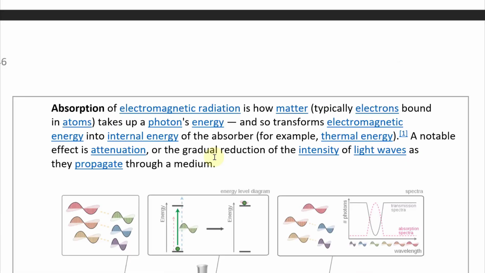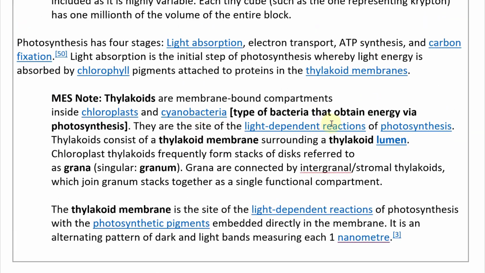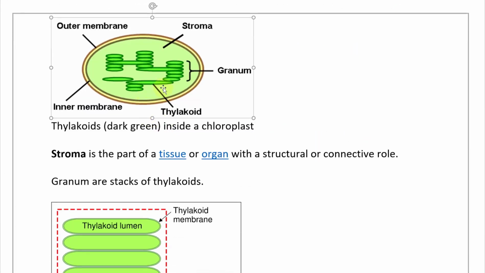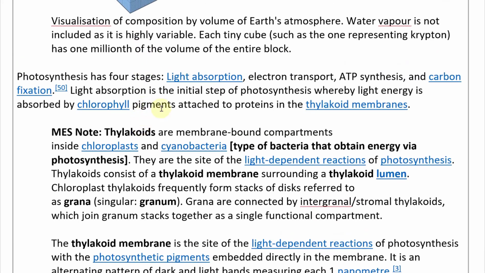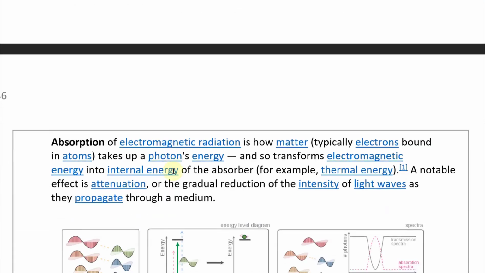Going further, we're going to look at absorption right here. Because remember, the thylakoid is a site of light-dependent reactions of photosynthesis. And right here, the first stage, the initial step of photosynthesis, is that light is absorbed by chlorophyll pigments attached to proteins in the thylakoid membrane. So light's going to be absorbed on these membranes in the chlorophyll, the green color pigments attached to the proteins in the thylakoid membrane. Now let's look at what light absorption means.